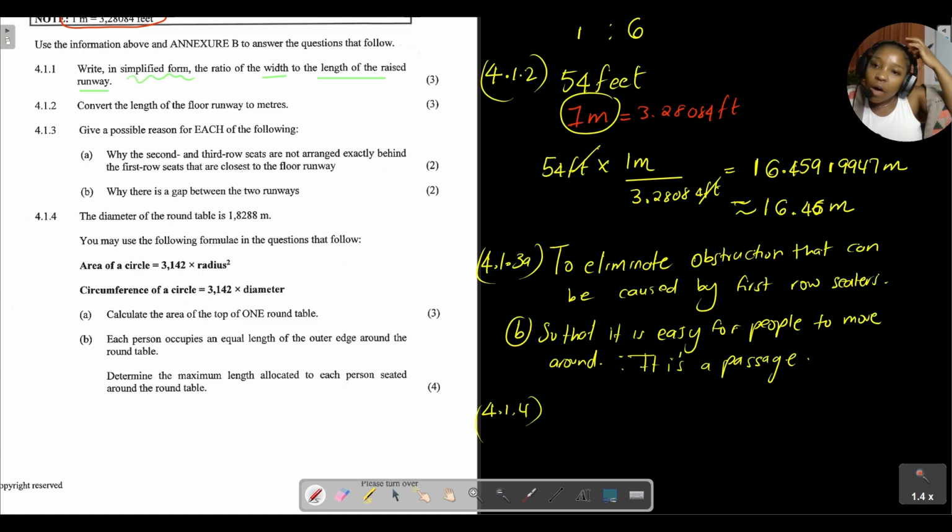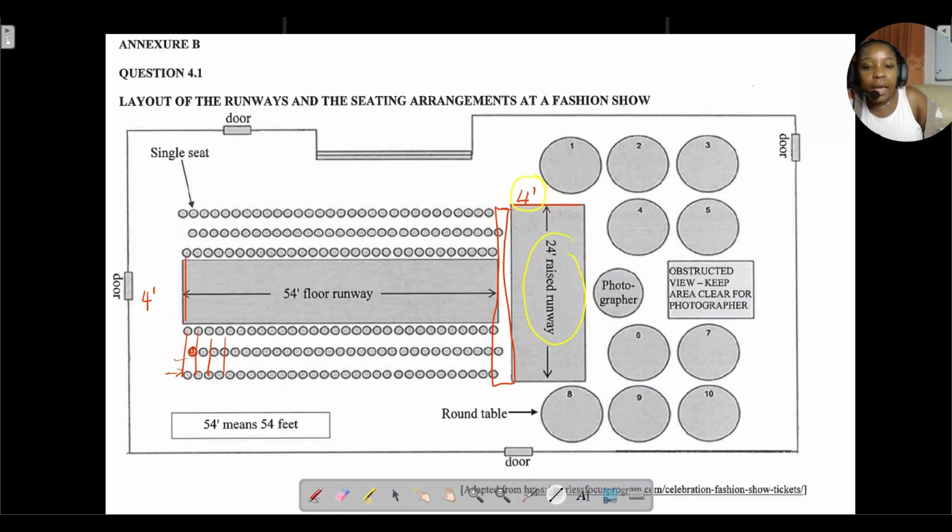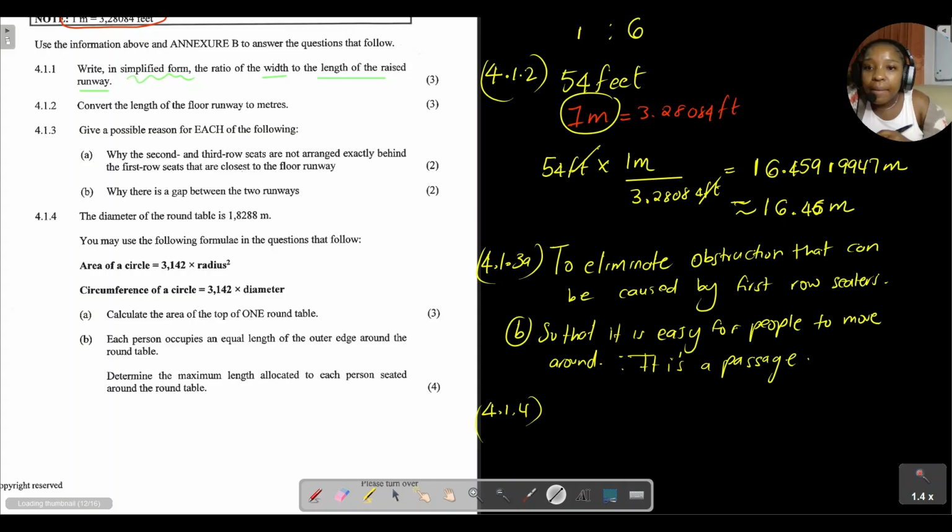The diameter of the round table is 1.8288. So this is the round table here. And we're told that the diameter, so the diameter is from the circumference to the circumference through the center, right? We are told that the diameter is equal to 1.8288 meters.